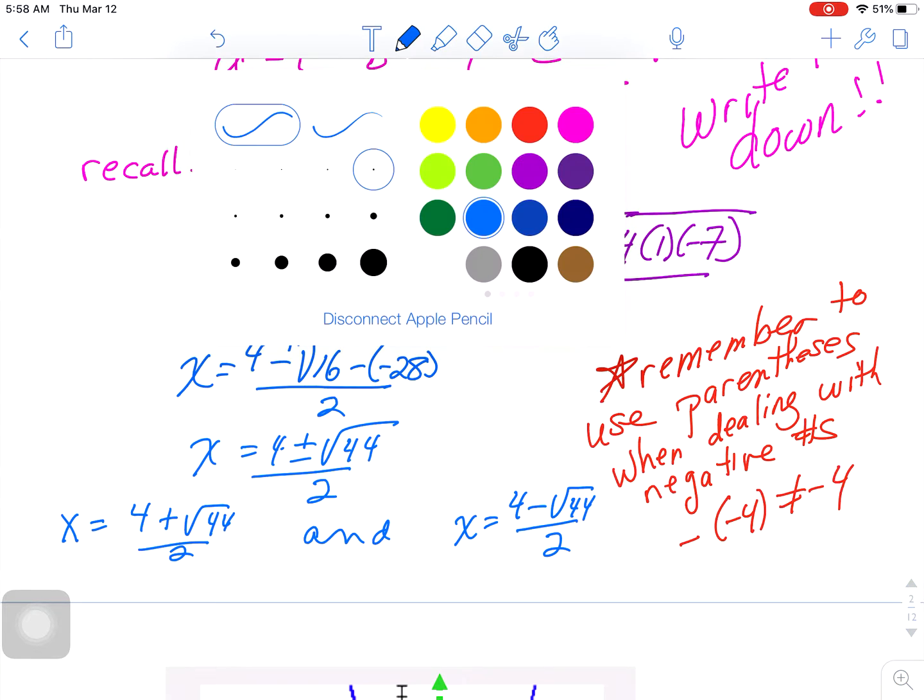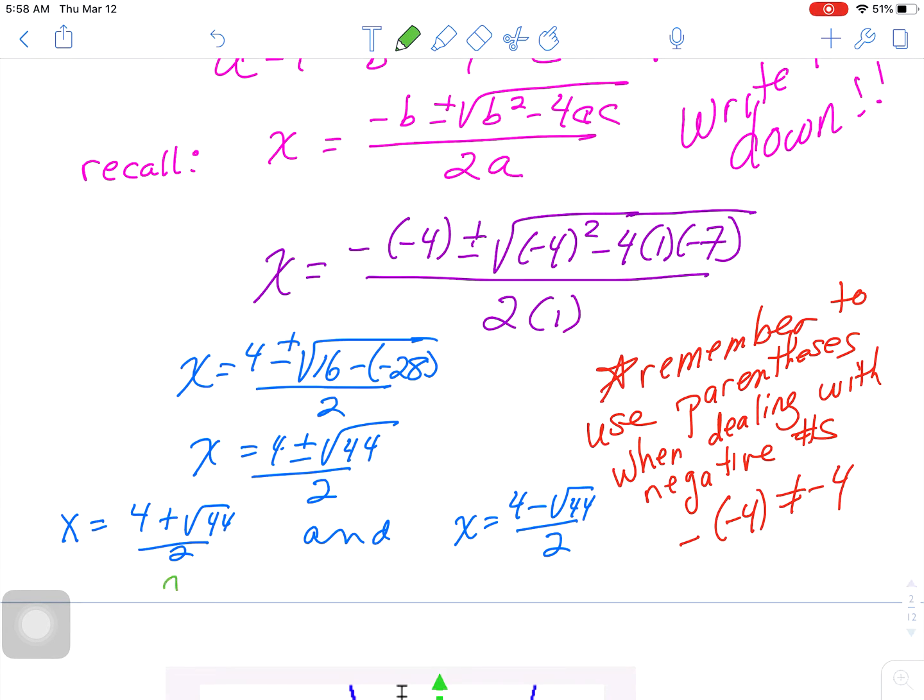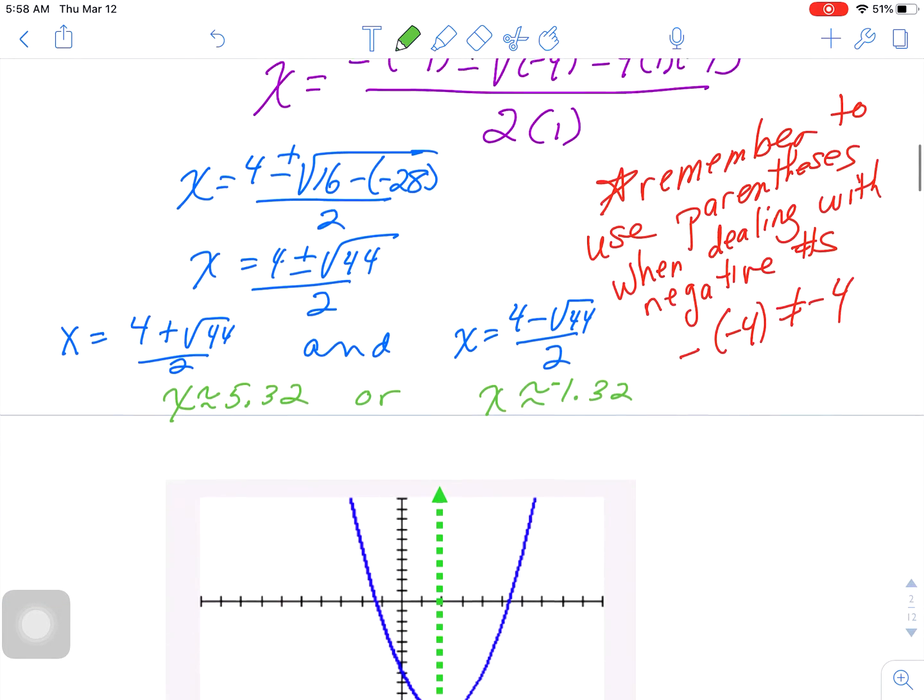So that means that our solutions are x is approximately 5.32, or x is approximately -1.32. Okay?